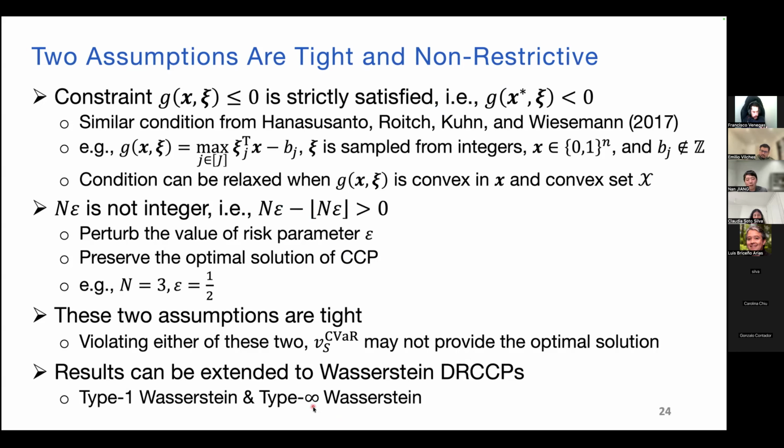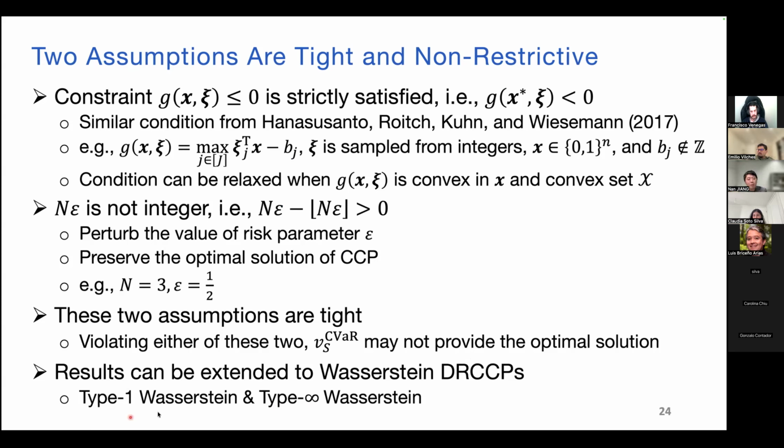The first one is the type infinity Wasserstein. Based on the literature, we know that the type infinity Wasserstein chance constraint programs can have a corresponding regular chance constraint program. They have a one-to-one correspondence. So this result is easy. This is easy to extend.